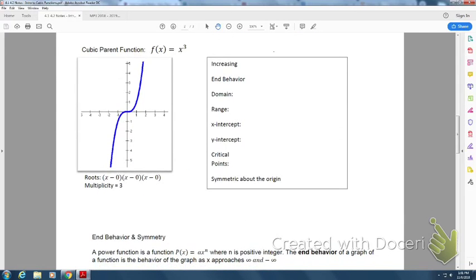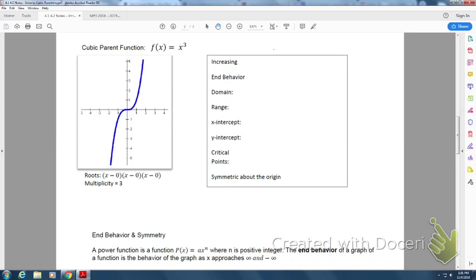But we will need to know the basics going forward. Okay? So, looking at just the parent cubic function, all the cubic functions will be based off of this right here.